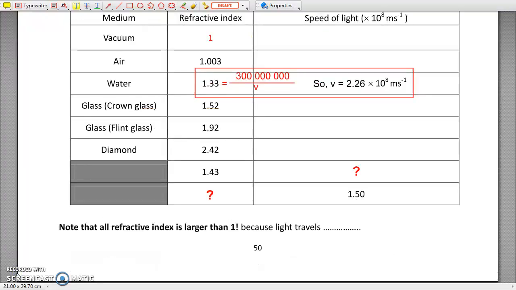You can easily notice that the speed of light in all other medium is smaller than that in vacuum. So that's why the refractive index of all other medium are greater than 1.